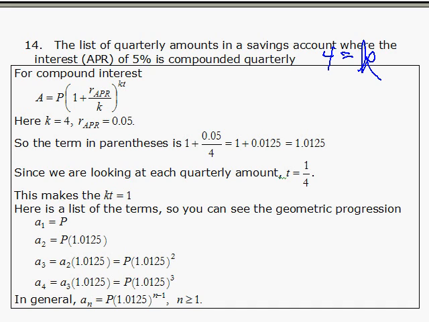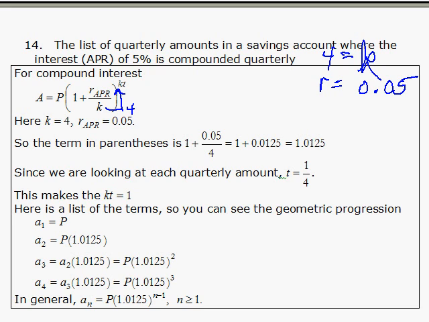The annual percentage rate is 5%, so the R you write as 0.05. And KT is up here as the exponent. K again is the 4. So the 4 appears here, and it also appears up here. And T is time in years.